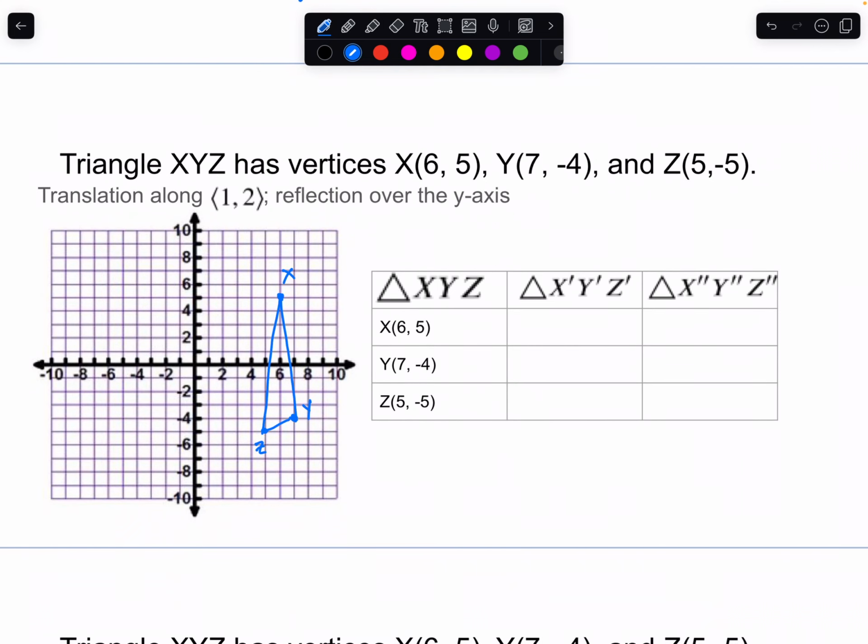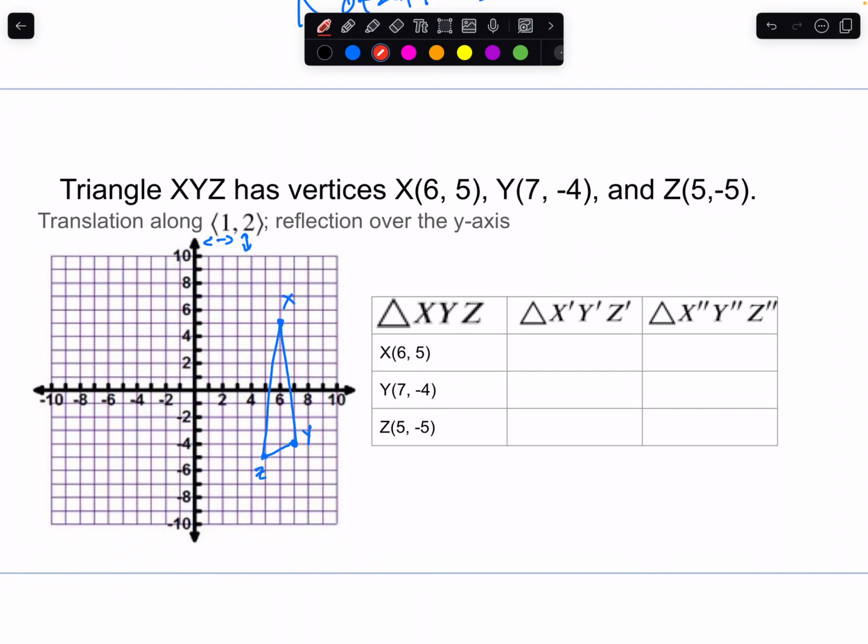In this example, we have triangle XYZ, and we're going to translate along 1, 2, and reflect it over the y-axis. So the first thing we're going to do is a horizontal shift of 1 and a vertical shift of 2. And we can do that here on the graph. I can plot it 1 to the right because it's positive and 2 up. This is going to be my new x value. 1 to the right, up 2, my new y value. And then 1 to the right, up 2, my new z value. This is the triangle after the translation.